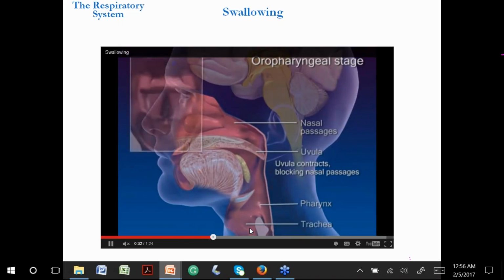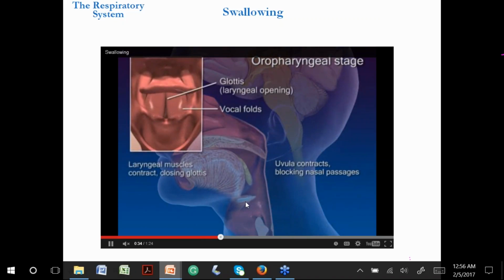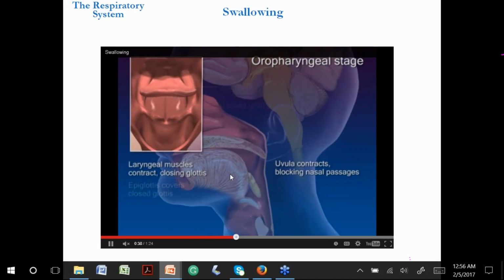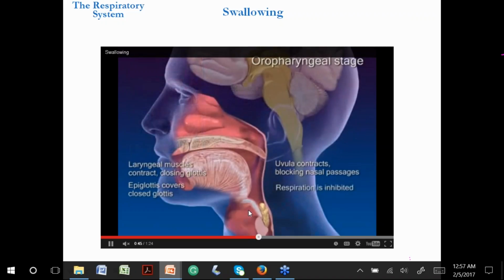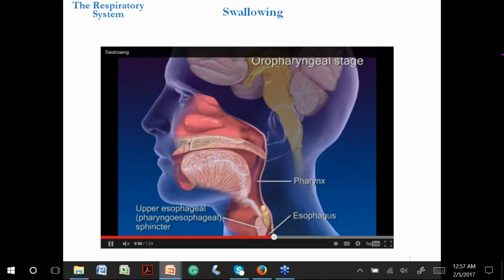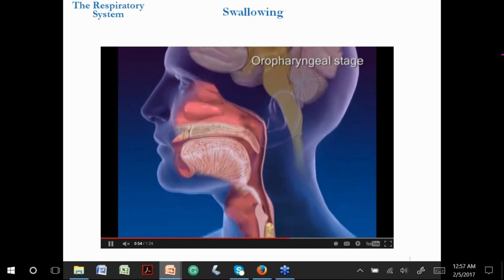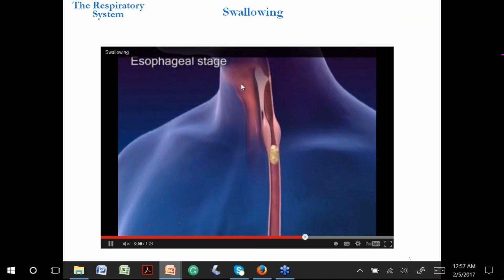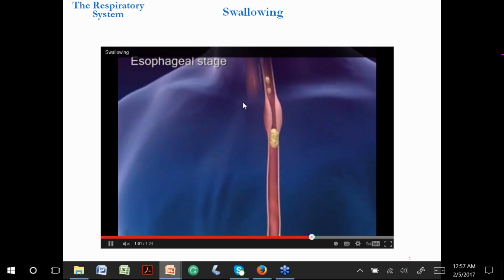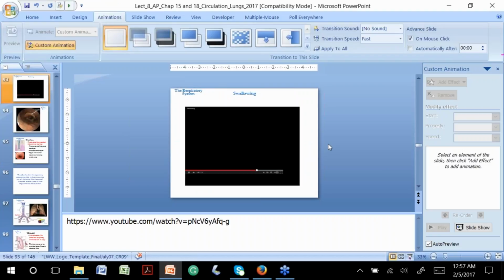So this is the trachea, respiratory. Look at this epiglottis. So it's closing, and the food is going to go posterior to the esophagus without involving the respiratory tract. Okay, so you can repeat it if you want. And then they go to the esophagus and you see the epiglottis start to go back to its previous position. Right. All right. So that's good.